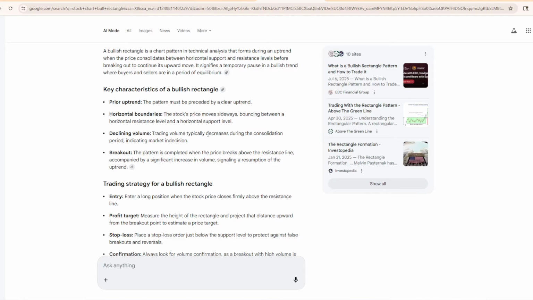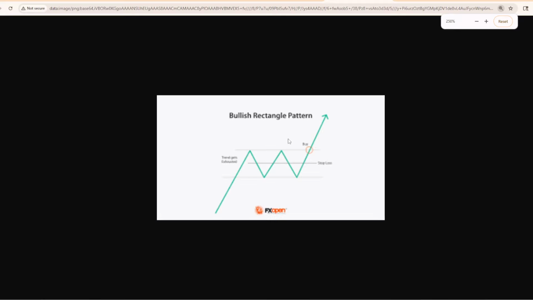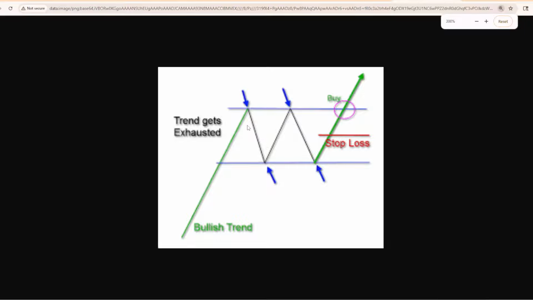For today's lesson, we're going to talk about a bullish rectangle. It's also called a box in Japanese candlestick theory. You can pause and read this on your own time. I'll show you a couple images to get an example. You have a move up. Here's another one. Hopefully you can read this a little bit better. Price moves up. We have a range peak, a range trough, and then a breakout.